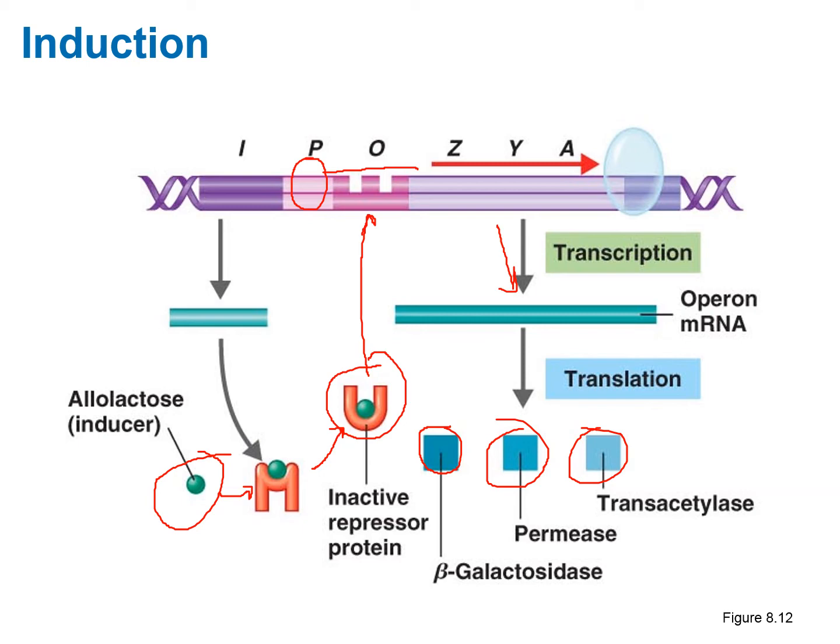So lactose is the chemical that initiates activity of the structural genes. It is the inducer, and that's why this is called an inducible operon. The inducer binds the repressor and prevents the repressor from binding the operator. That turns on expression of the structural genes from this operon.